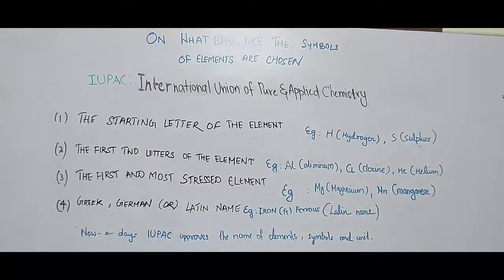Now let us look at the 4th criteria, which is naming the symbol from the Greek, German or Latin name of the element. Now let us consider iron as the example. Iron has a symbol Fe, which is derived from the Latin word ferrum. Nowadays, IUPAC approves the name of elements, symbols and units. I have given the full form of IUPAC above, which is International Union of Pure and Applied Chemistry.